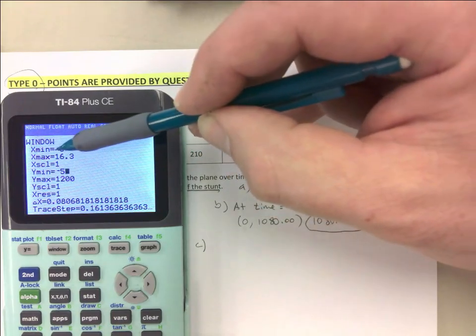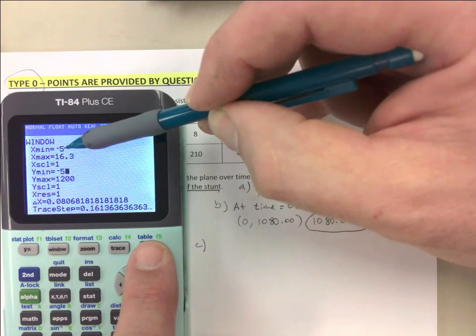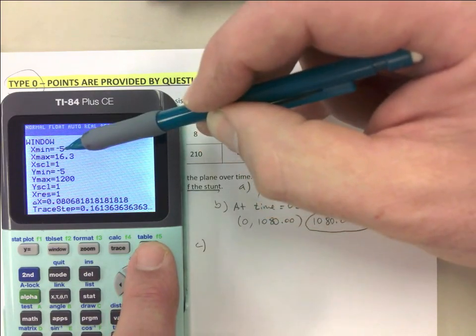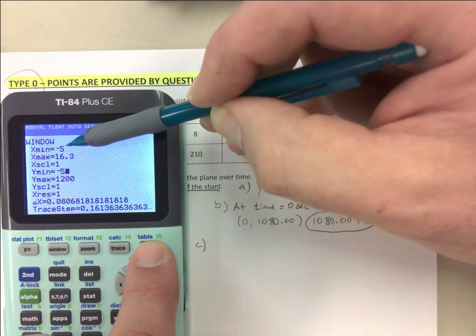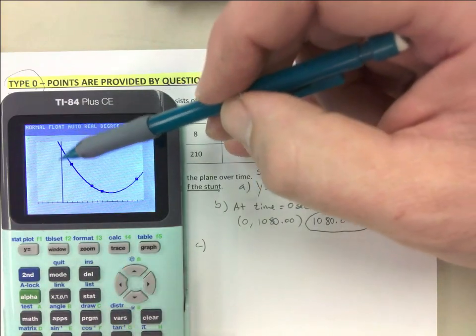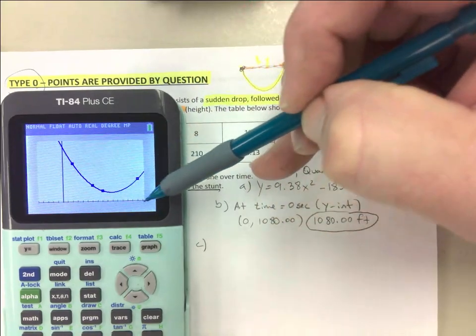And I want to see my y-axis. That's why I changed this. So these changes are almost by default. I just make them. Hit graph again. See my y-axis. I see my x-axis.